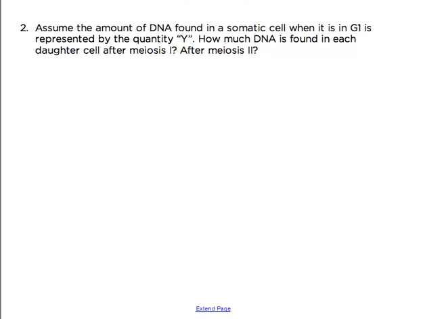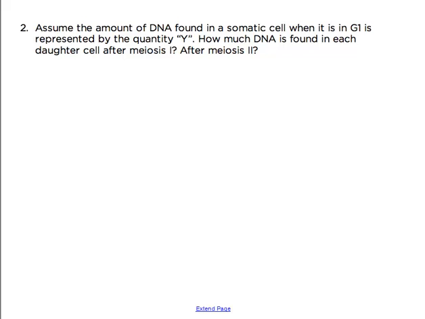Question 2 asks, assume the amount of DNA found in a somatic cell when it is in G1 is represented by the quantity Y. How much DNA is found in each daughter cell after meiosis I, after meiosis II? Now, if you did question 1, this one is rather similar. It's not asking for a number of chromatids, but it's asking basically the same idea.